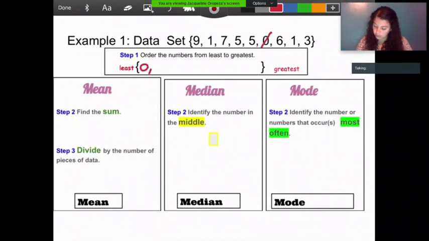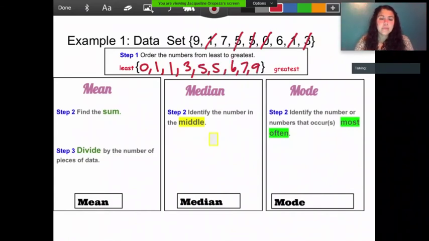and I'm going to cross out 0. 1, and I have another 1, so I'm going to cross those out. Then I'm going to put 3, cross it out. I have 2 5s, cross them out. I have a 6, then a 7, and then a 9. Now my numbers are in order from least to greatest.